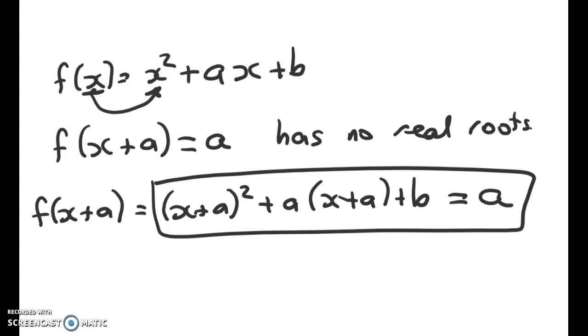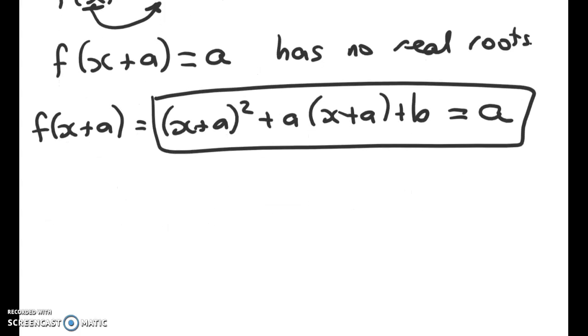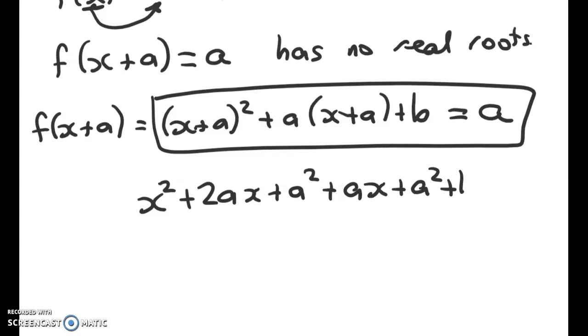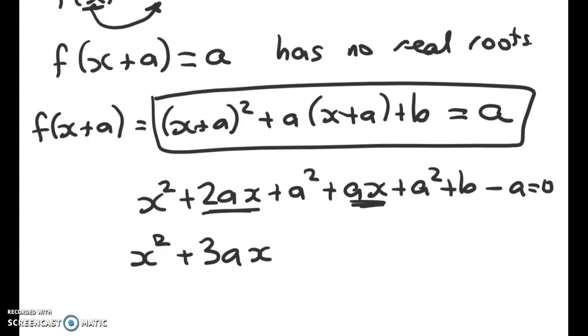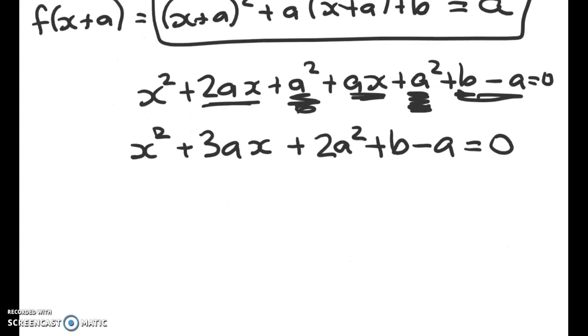And then we're going to manipulate this. So if it's got no real roots, what we're trying to find is the discriminant for this equation. So let's expand it out and see what happens. We get x squared plus 2ax plus a squared plus ax plus a squared plus b minus a is equal to 0. We want to collect up like terms and then find the discriminant. So we've got 2ax here and ax here, and we've got an a squared here and an a squared here, and these two bits. So we've got 2a squared plus b minus a is equal to 0.